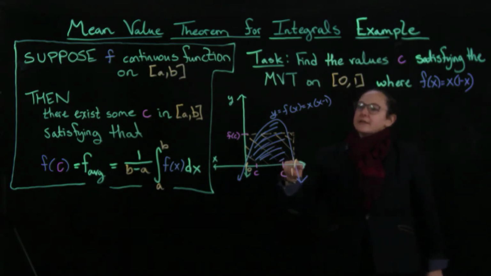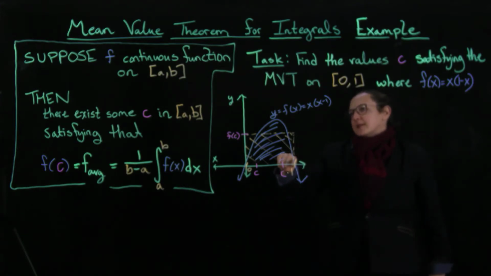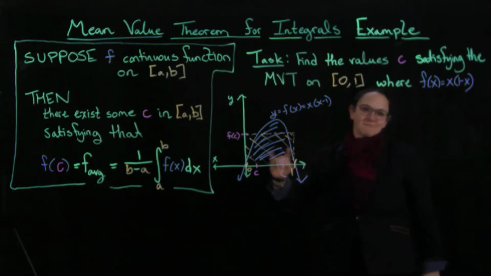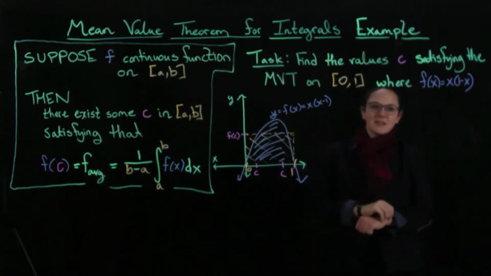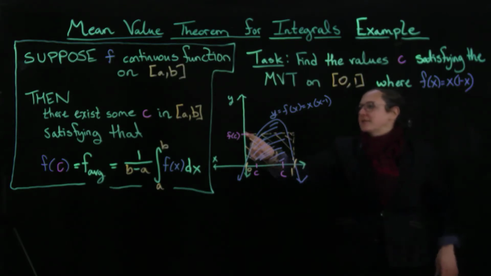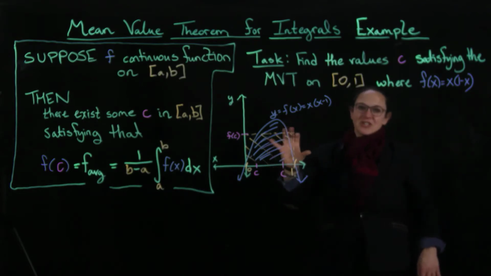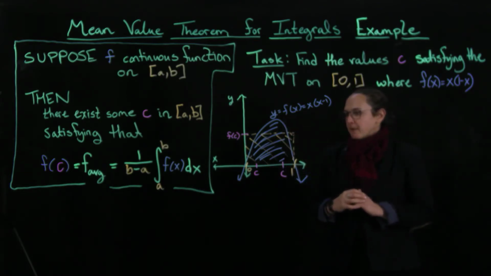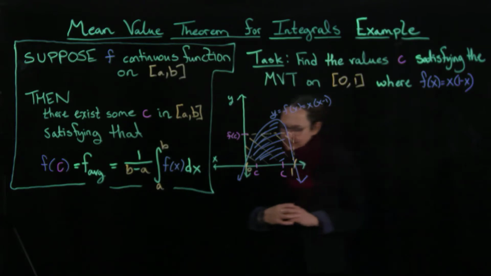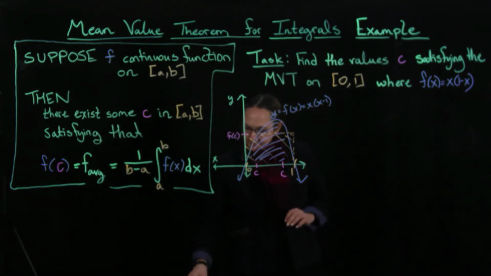Something to notice about this is that it's symmetric here and goes up and down. So we're going to expect to have two values, because you're going to have two values that give you the same output. So that f of c is going to be the key, that's going to give you the average there. Okay. So let's go ahead and work on solving that.